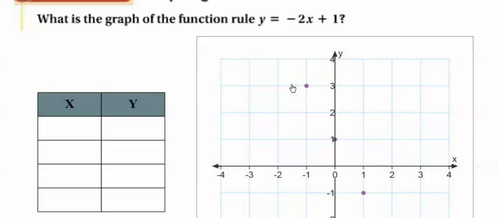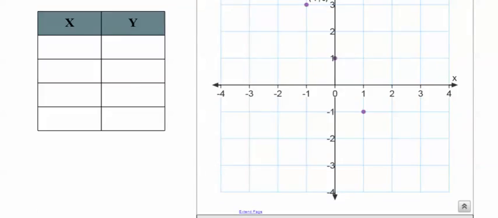And then you can see that that would make a line. You could connect that if you wanted to, just draw it in. These would make a straight line. You don't really need to do the table of values because it's a linear function.